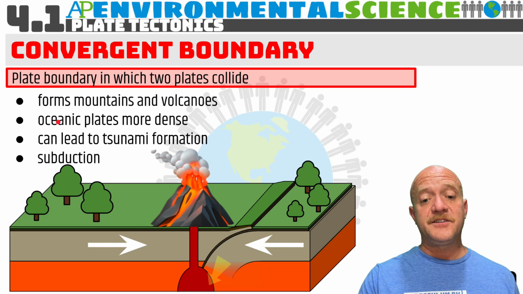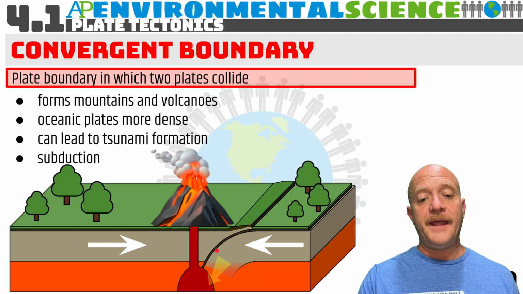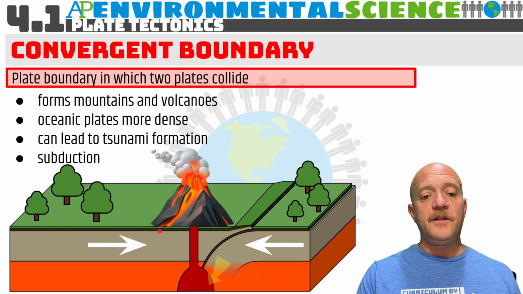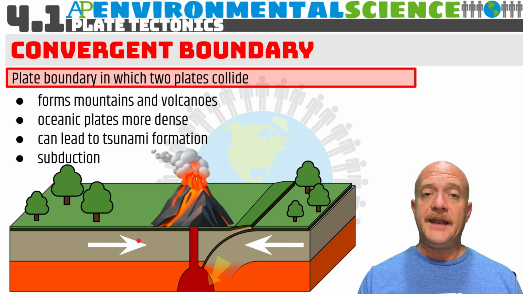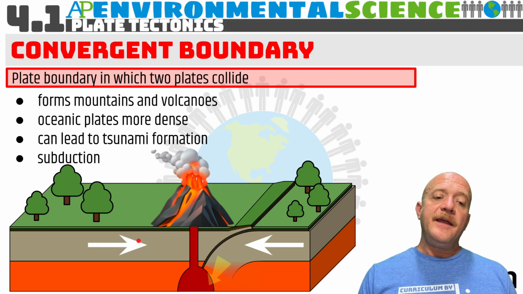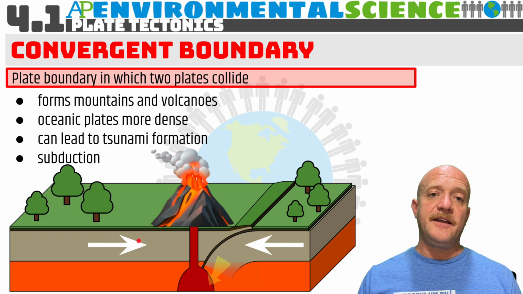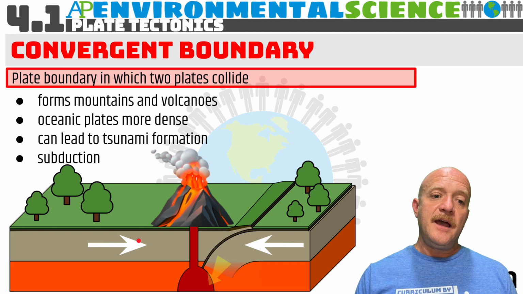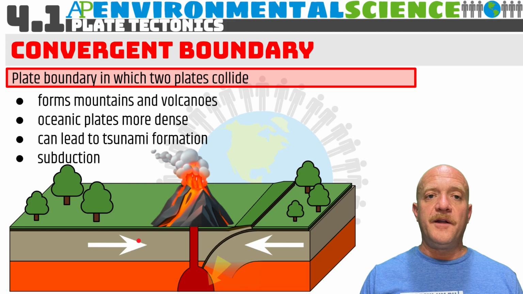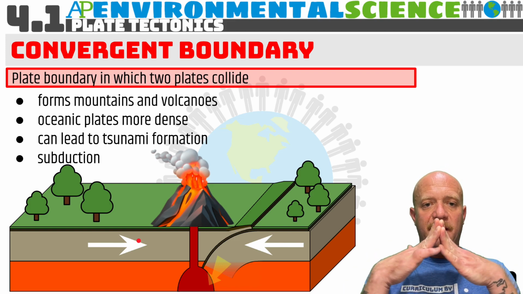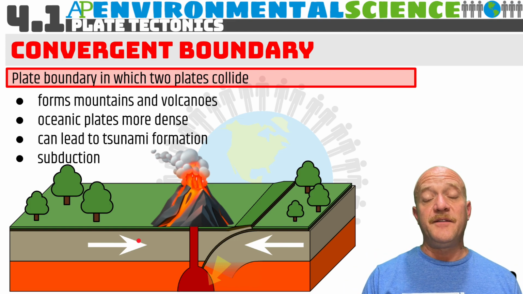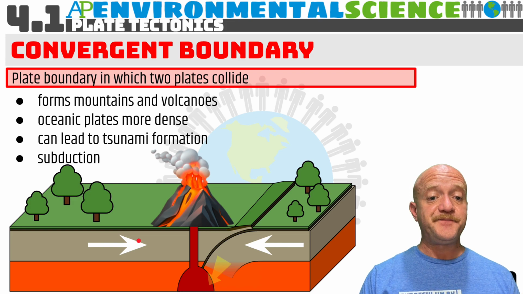Another thing that can happen, which you see here, is called subduction. That's when one plate goes underneath the other plate, and this happens only at convergent boundaries. Subduction will always occur if there's an oceanic and a continental plate. If you have two oceanic or two continental plates, one of them will go underneath the other one, but they might crumple up a little bit and also form mountains in that sense.